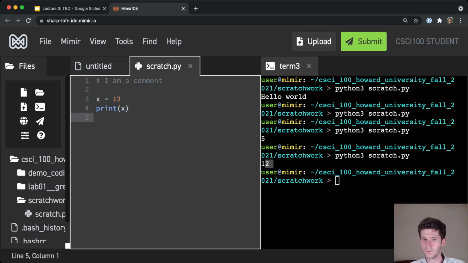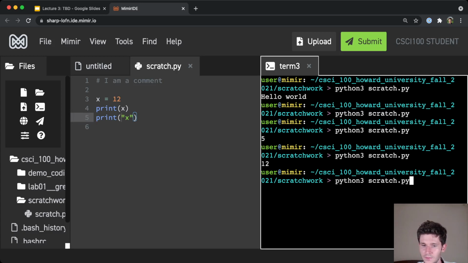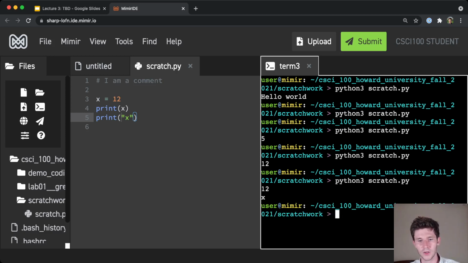Now, here's a question for you. What about this? What will line 5 print? So now I have print, and then I give it in quotation marks x. Let's see. If I run this code, when I have print x without quotation marks, 12 gets printed. But print x with quotation marks, the actual letter x gets printed.